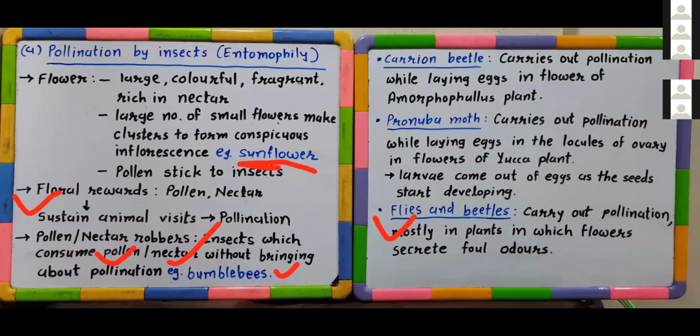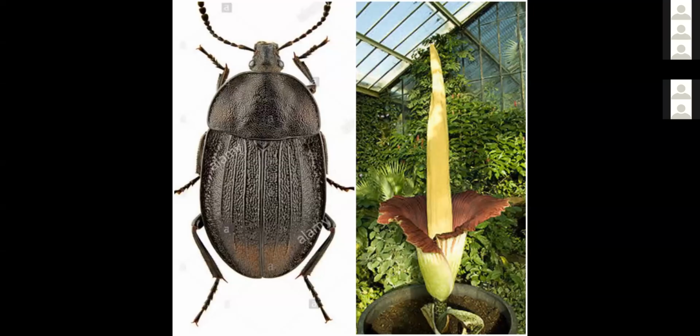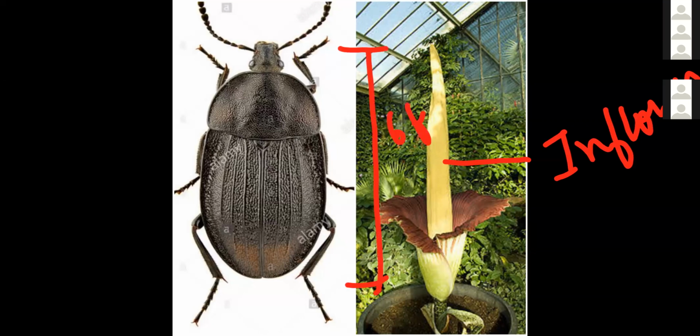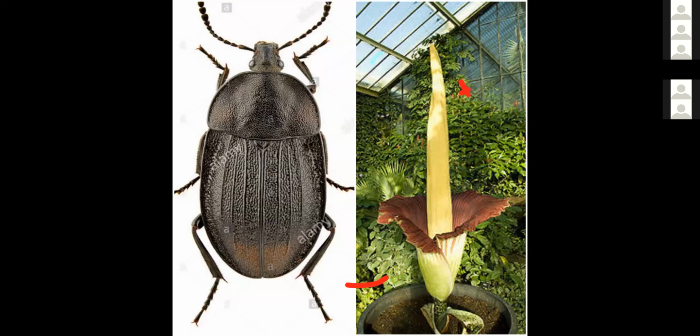I show you the plant, Amorphophallus. First of all, in this plant, this is the inflorescence, not the flower. When they say that it is the largest flower, it's wrong information. They have the largest inflorescence, maybe ranging up to 6 feet. On these, there are small little flowers on the surface. They get pollinated by the beetle, carrion beetle. Now, this is the carrion beetle.